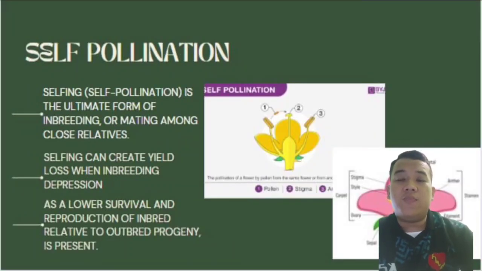Inbreeding in cross-pollinated crops may be practiced through the first method, which is self-pollination. Selfing or self-pollination is the ultimate form of breeding or mating among close relatives. Selfing can create a yield loss when breeding a dispersion.